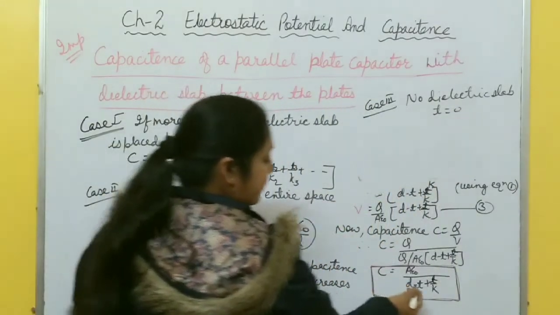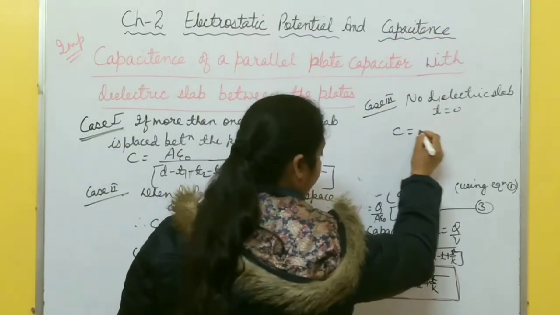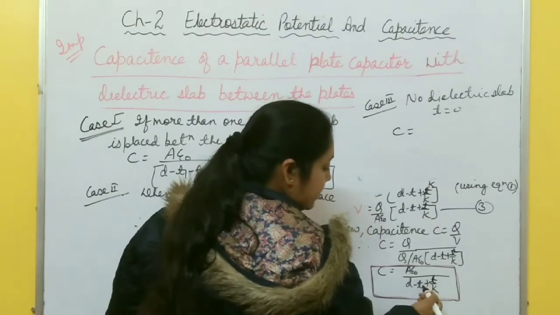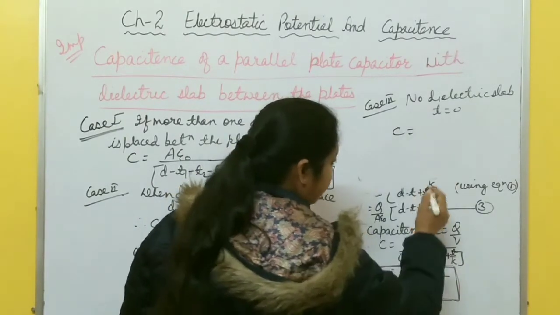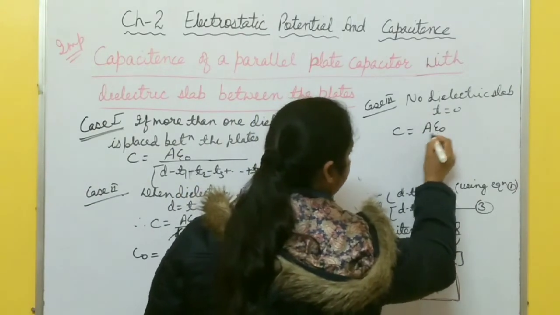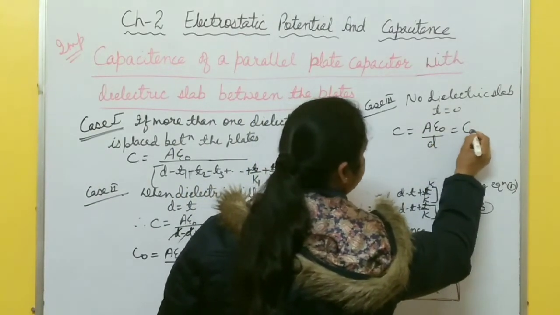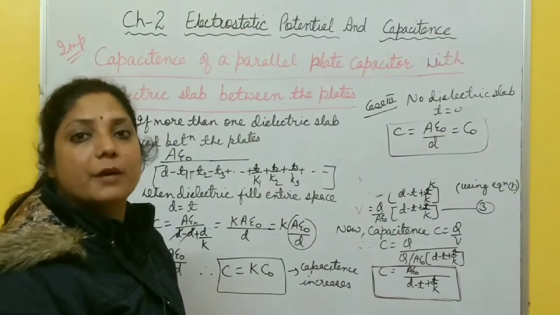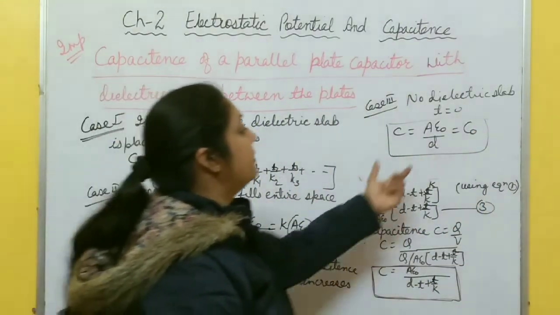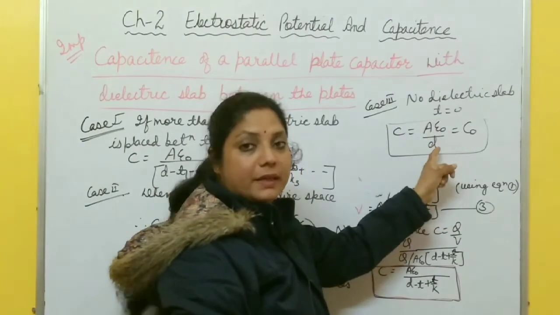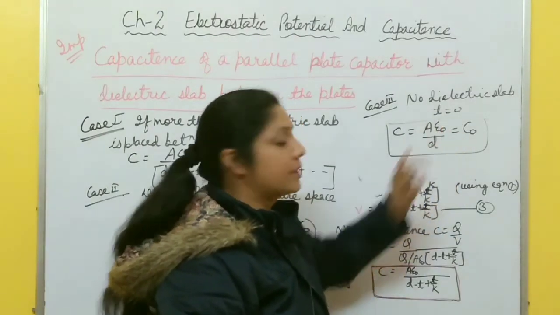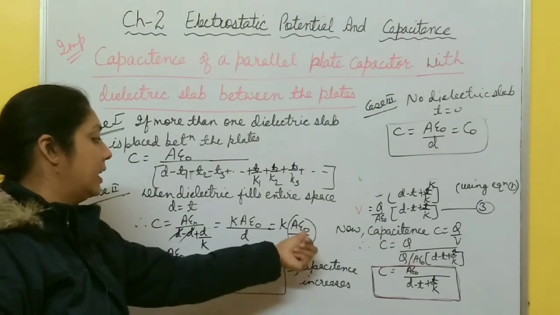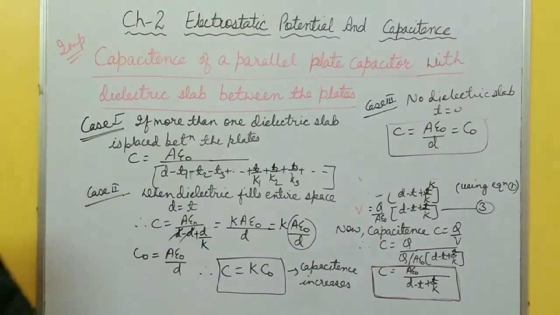In that case, when this t is 0, these terms are 0. So C becomes A epsilon naught by d, and this is equal to C naught. Right? This is the expression when no dielectric slab is introduced between the plates. It means in vacuum, the parallel plate capacitor's capacitance is A epsilon naught by d, and I am using that C naught here also. So these are different cases.